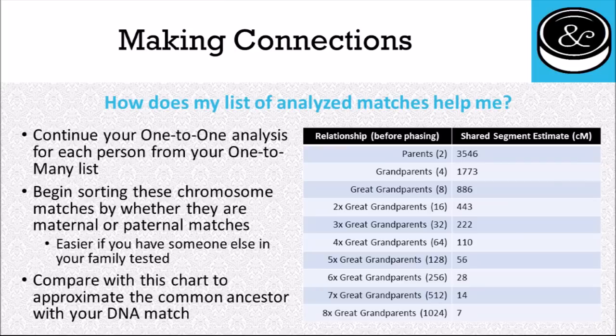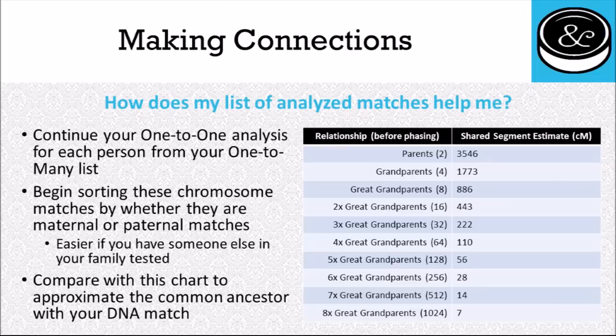How is this going to help you make genealogical discoveries or figure out who the common ancestor is that you share with this cousin match? Say I have a cousin match on my list and I want to figure out how they're related to me. The first thing I need to figure out is if they're related to me on my mom's side or my dad's side. That instantly cuts in half the number of potential ancestors that could possibly be it for me.